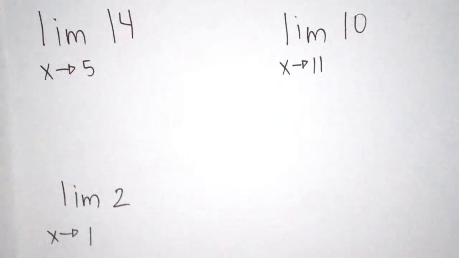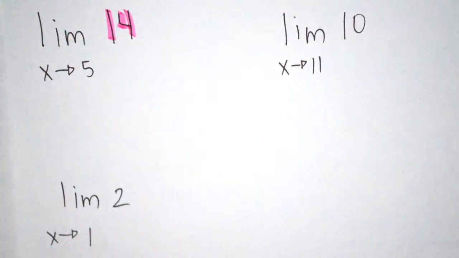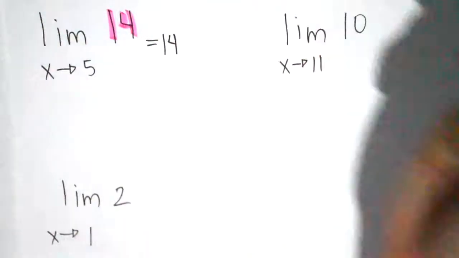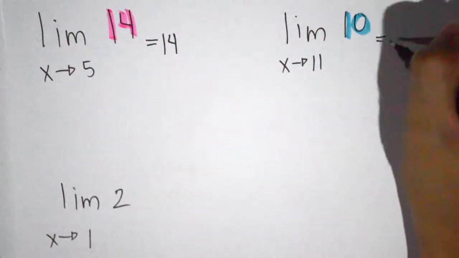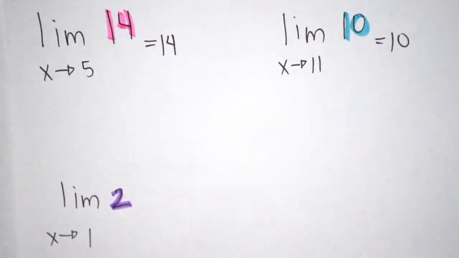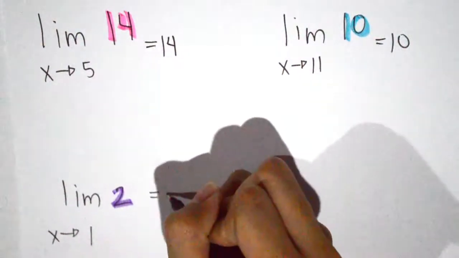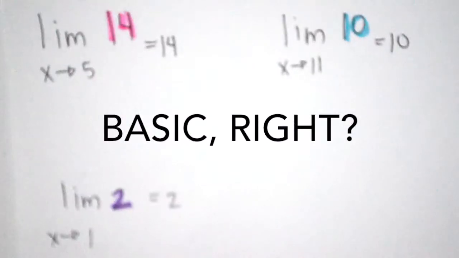Here are other examples. The limit of 14 as x approaching 5 is equal to 14, since 14 is a constant value. The limit of 10 as x approaching 11 is equal to 10. Lastly, the limit of 2 as x approaching 1 is still equal to 2. Basic, right?